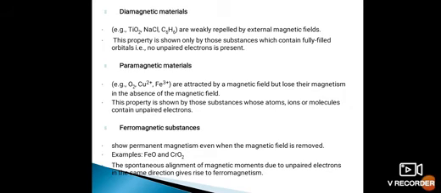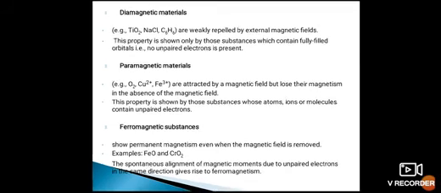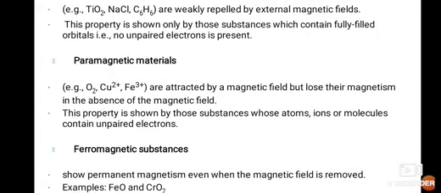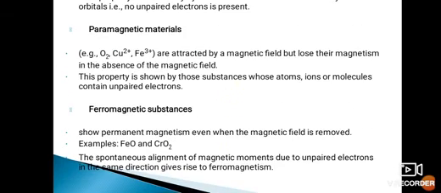Another type is known as ferromagnetic substances. Ferromagnetic substances show permanent magnetism. This is one of the important points you have to remember: permanent magnetism even when the magnetic field is removed. That means they are also strongly attracted by the magnetic field. When you remove the magnetic field, their magnetism is not lost, unlike paramagnetic material. They maintain their magnetic nature. That is known as ferromagnetic substances.